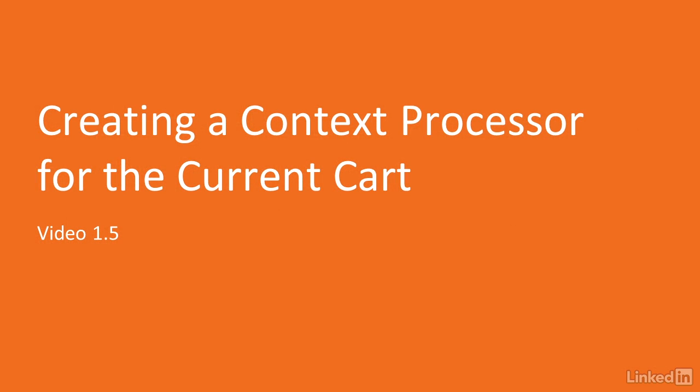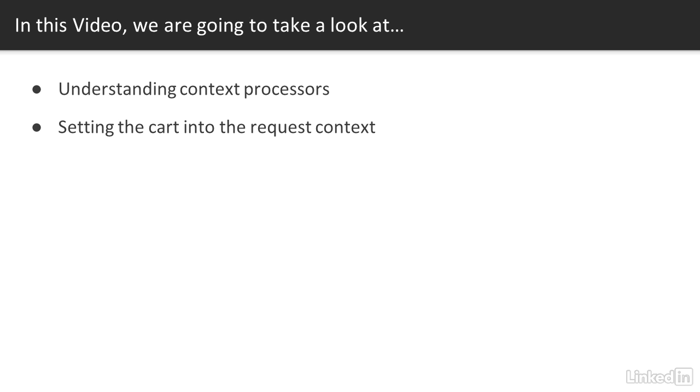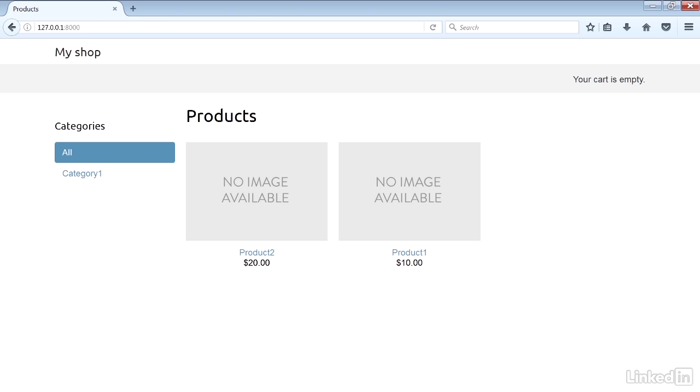This is the fifth video of this section, creating a context processor for the current cart. In the previous video, we learned to create shopping cart views for our online shop. In this video, we're going to take a look at context processors, and then we'll set the cart into the request context. So, we begin by creating a context processor for the current cart.